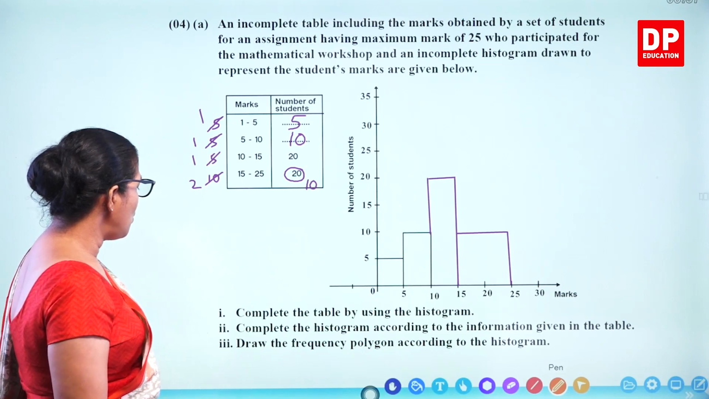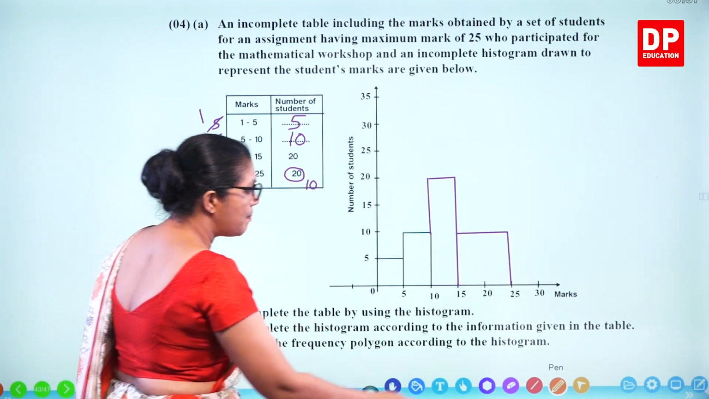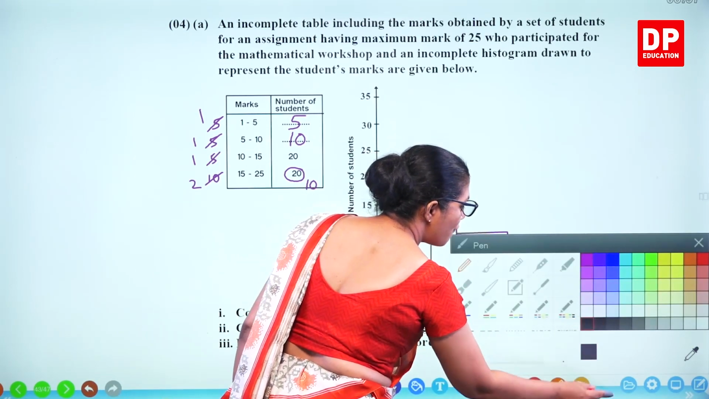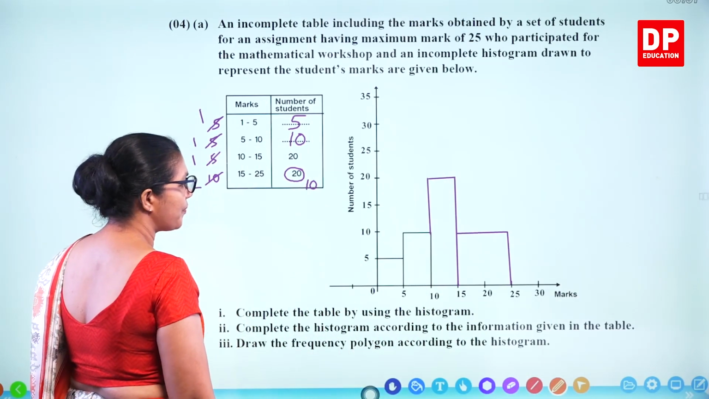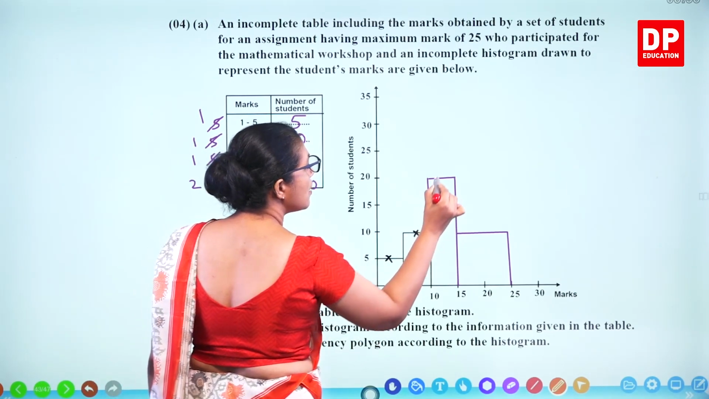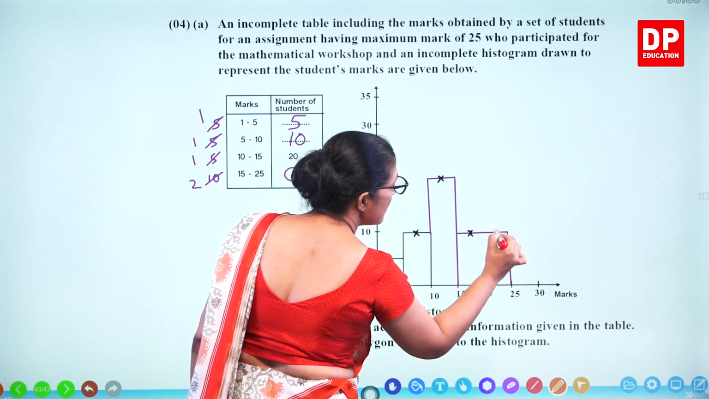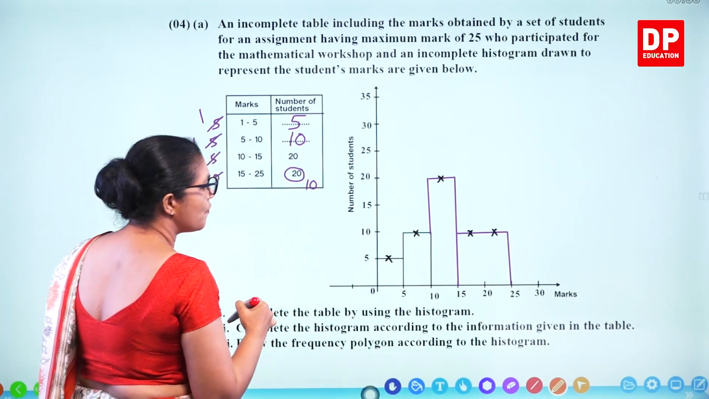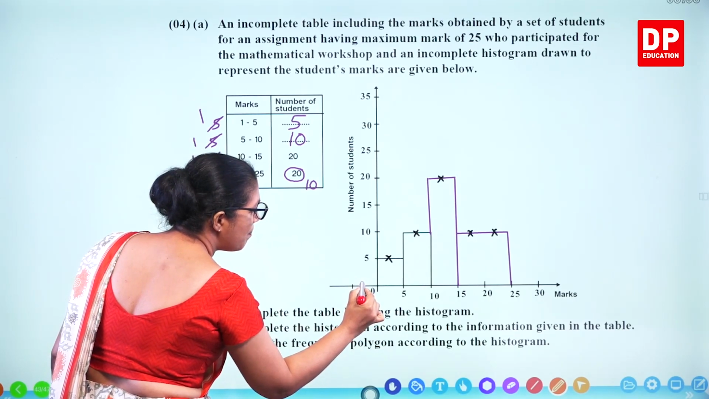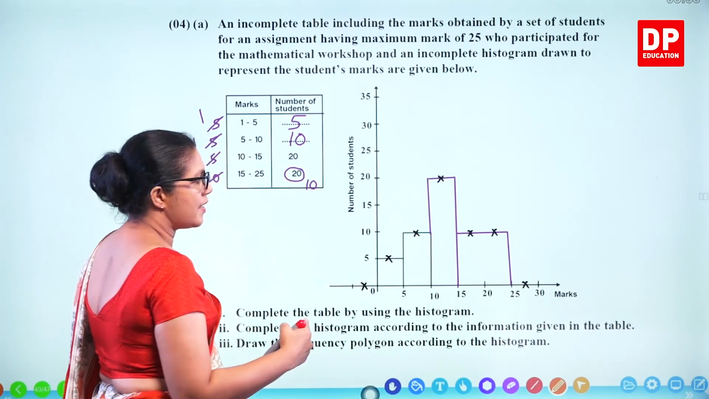And then you have to mark the midpoints to get the frequency polygon. So how we mark the midpoints? Midpoint of each bar. This one you have to do twice. So midpoints of these, and here midpoint of the previous one and midpoint of the next one.